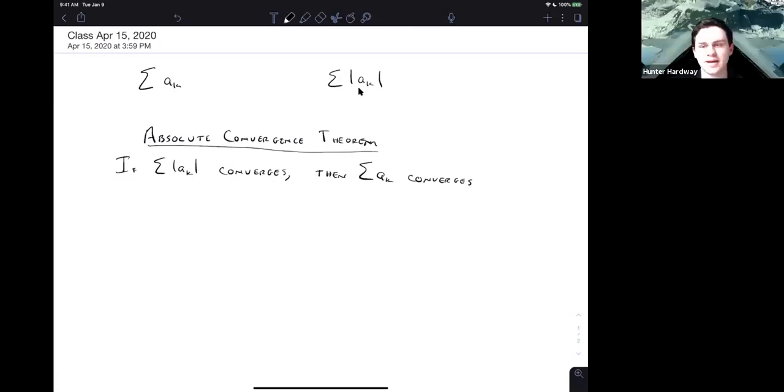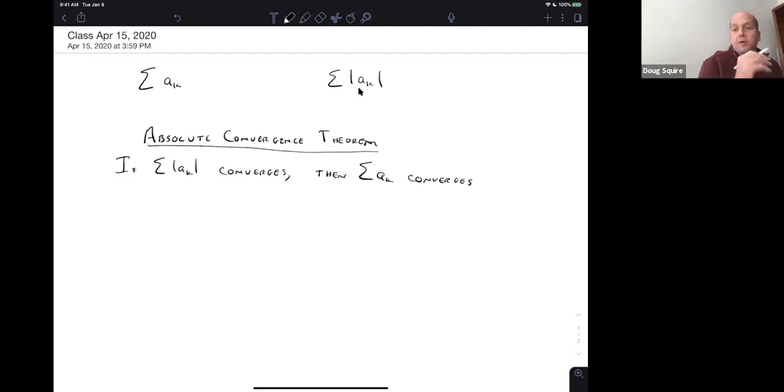Okay. Just to be clear, if the absolute value diverges, that doesn't mean the series diverges? Correct. So this means exactly what's written. So if the absolute value converges, then the original converges. If the absolute value diverges, the original series does not have to diverge. Does that make sense? Okay.